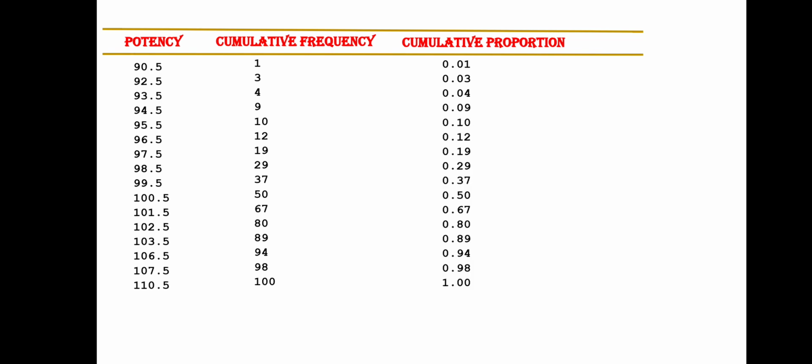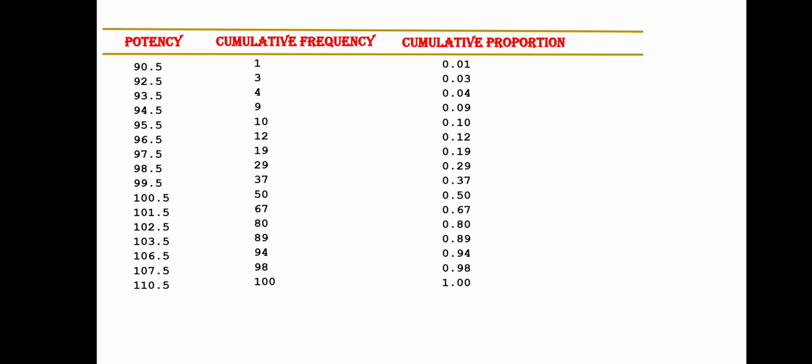If, instead of cumulative proportion, you want to write cumulative percentage, then instead of 0.01 you should write 1%. Instead of 0.03 you should write 3%. And at last, where you can see 1.00, instead of that you can write 100% if you are using cumulative percentage. If you are using cumulative proportion, then you should have a value of 1 as a proportion.